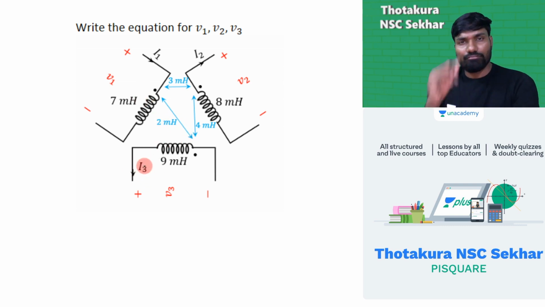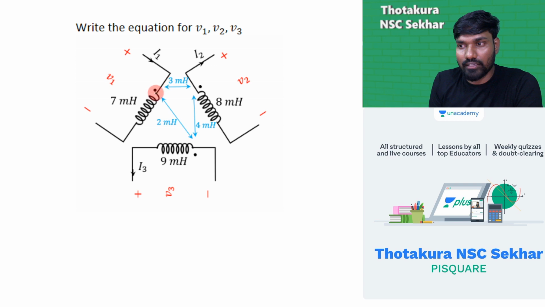Okay. Now first one, you should identify the type of coupling, positive or negative. Here I1 is entering at dot, here I2 is entering at the non-dot, leaving at dot. This is a negative coupling.